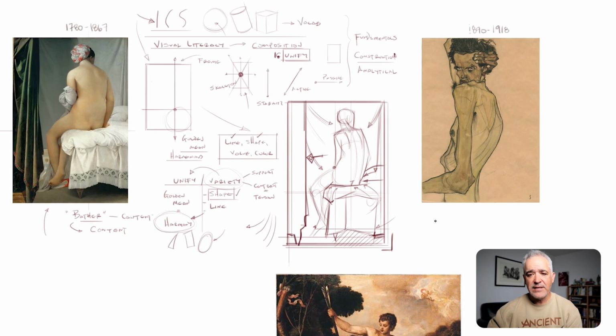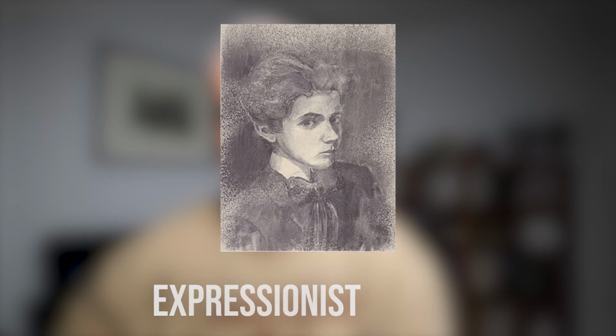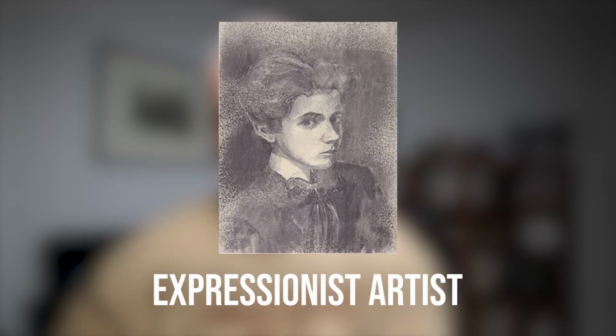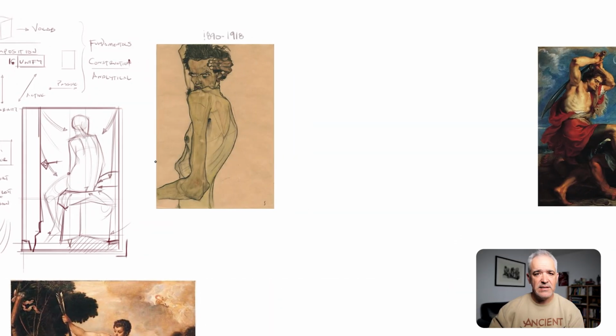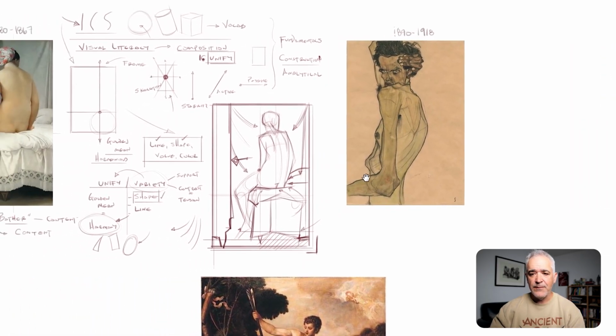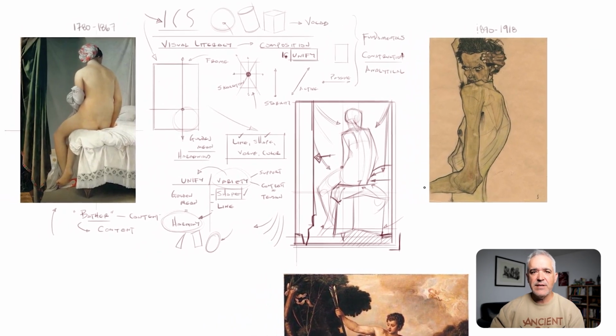So in contrast to Ingres, what I'd like to look at this time around is Egon Schiele, who is an expressionist artist, in a not overlapping time period. Ingres is early 1800s, Schiele is late 1800s, early 1900s. And I think they represent a contrasting view on an approach to the figure. Ingres might be more objective, even though there is some stylization. It's more representational, quote unquote, or it pushes toward being more realistic.